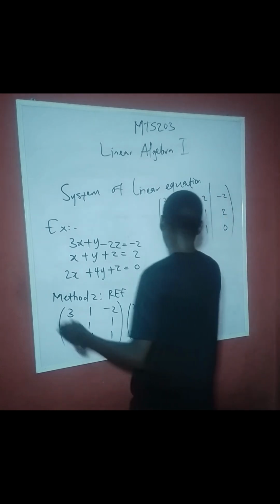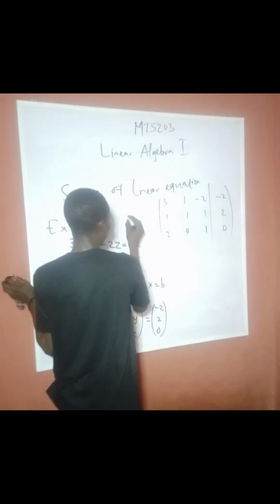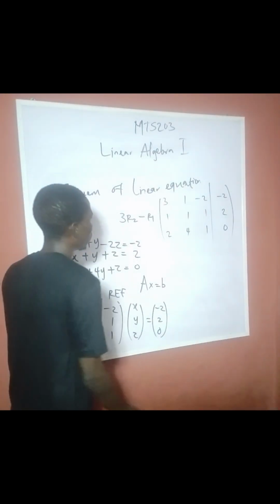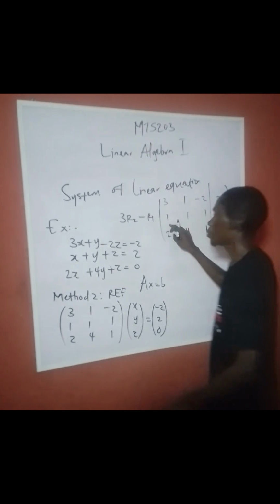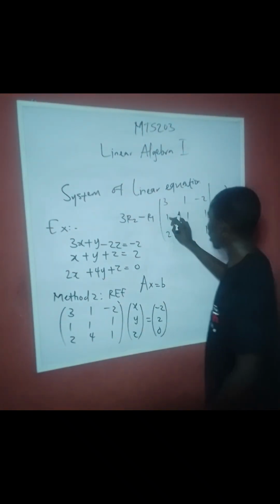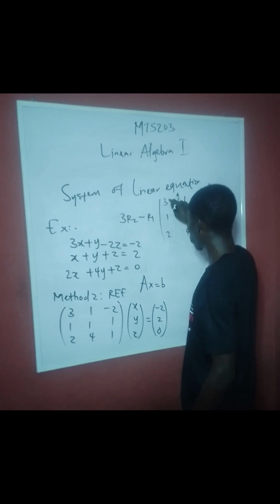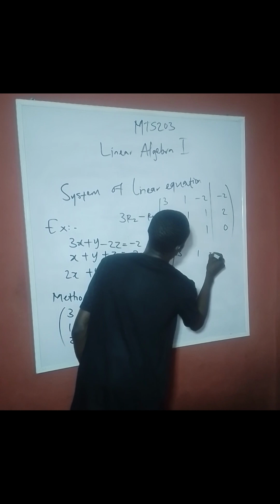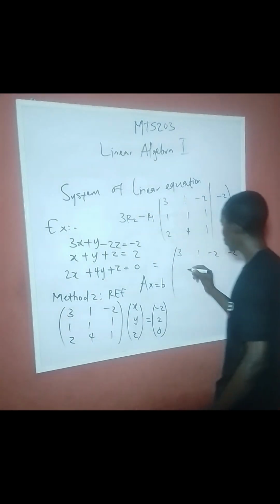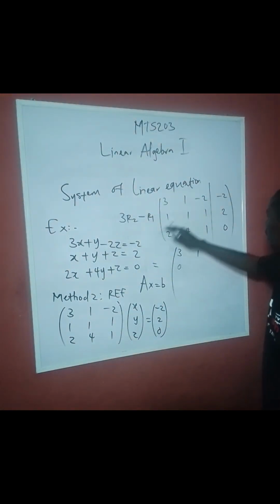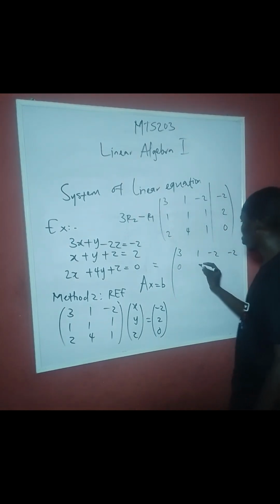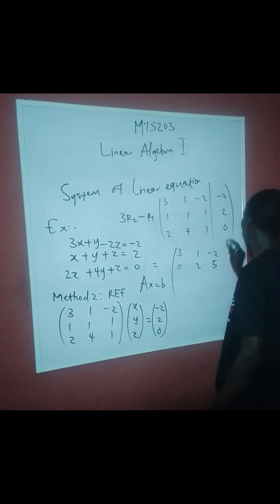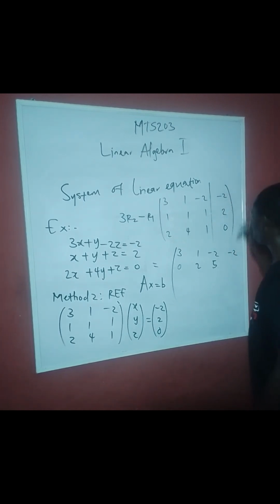So how can I attain that? I can just say 3 multiplied by row 2 minus row 1. So on doing that, I will have 3 times 1, 3, minus 3, 0. That will give me 3, 1, minus 2, minus 2. That will give me 0, 0. 3 times 1, 3. 3 minus 1, 2. 3 times 1, 3. 3 minus 2, 5. 3 times 2, 6. 6 minus 2, 8.